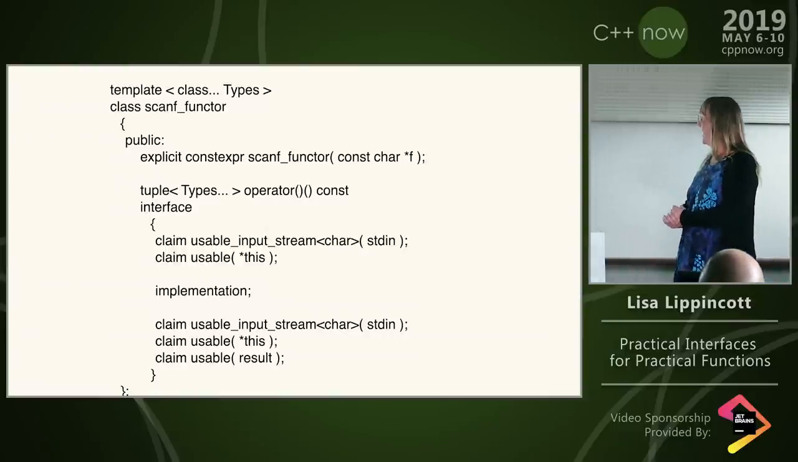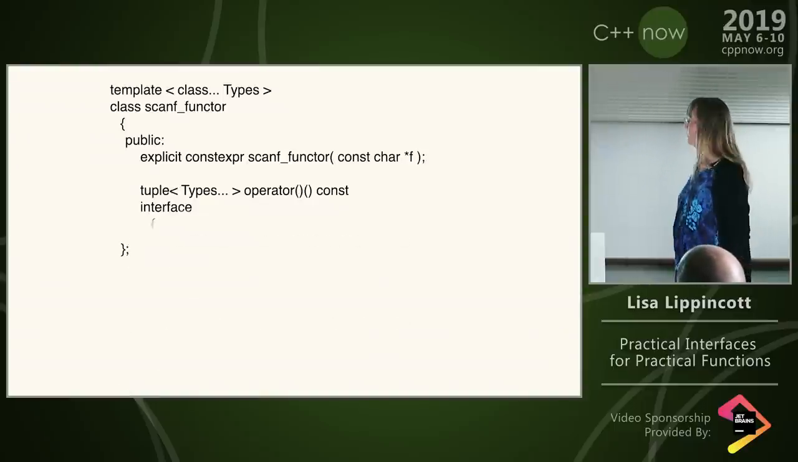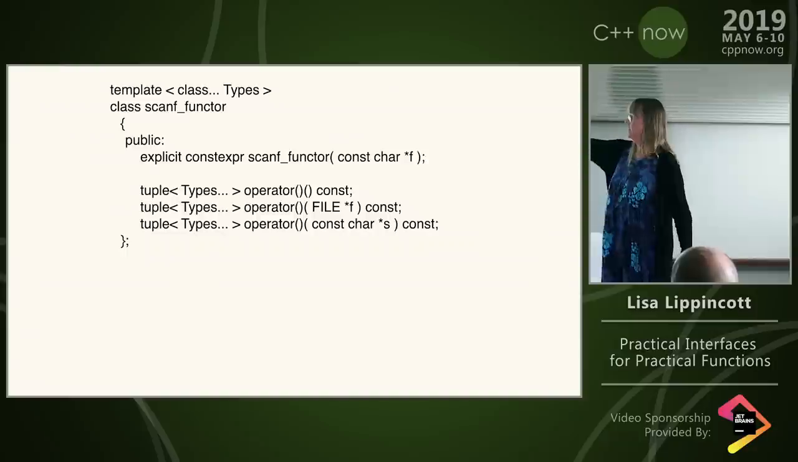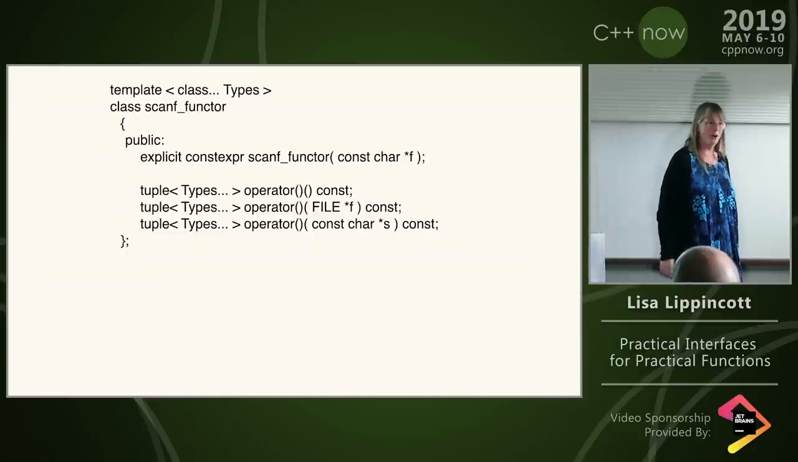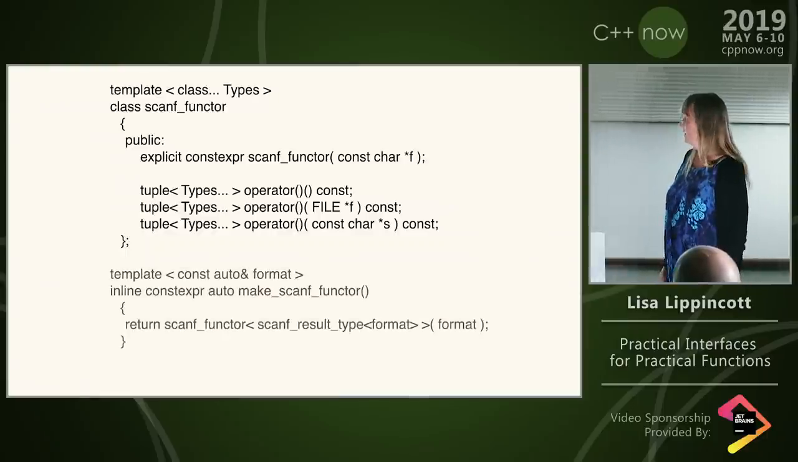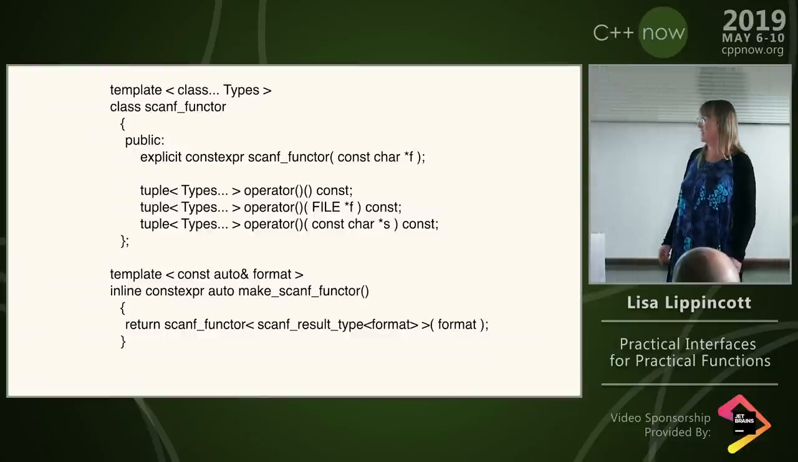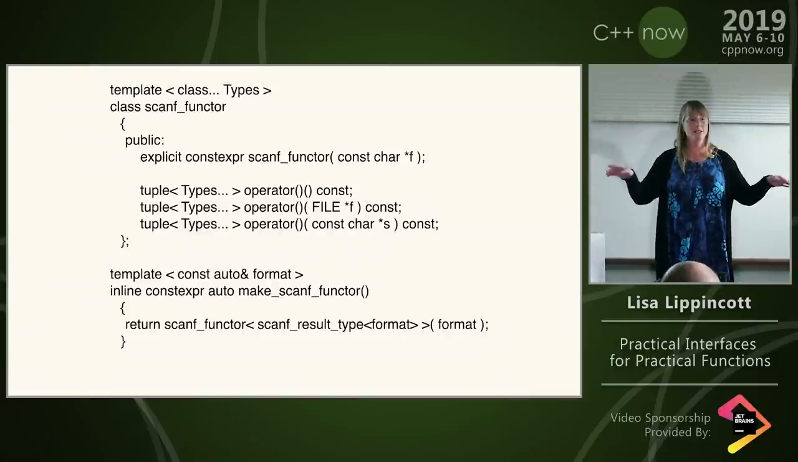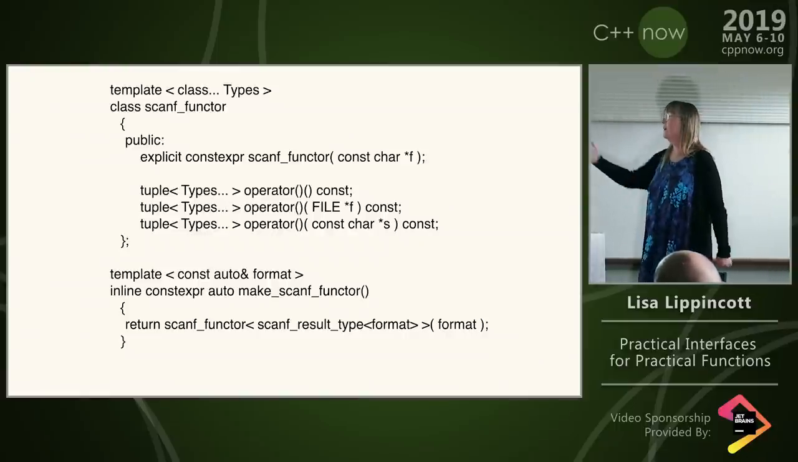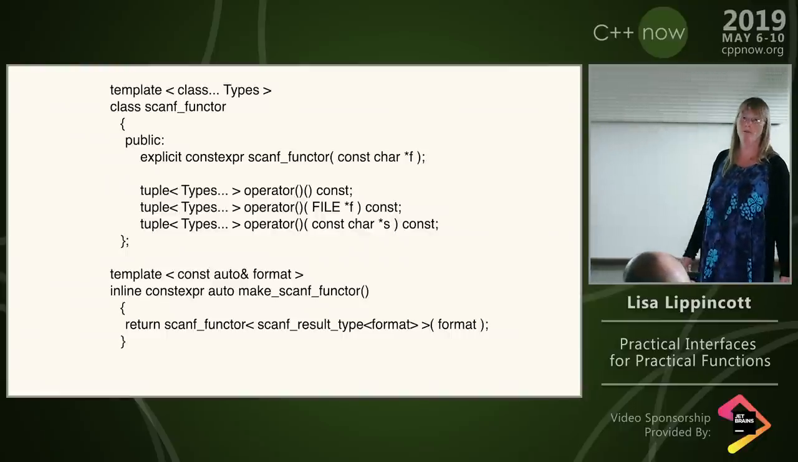Okay, once you have that, you can actually make it a little fancier. We'll do fscanf and sscanf all in the same functor. And it's a little painful to make those, so we'll have a makescanf functor that looks at our format string if we pass it as a template parameter and just creates a scanf functor of the right type for that format string.